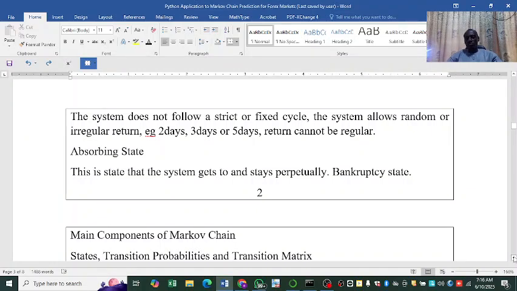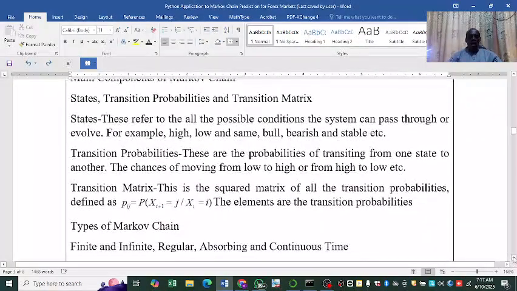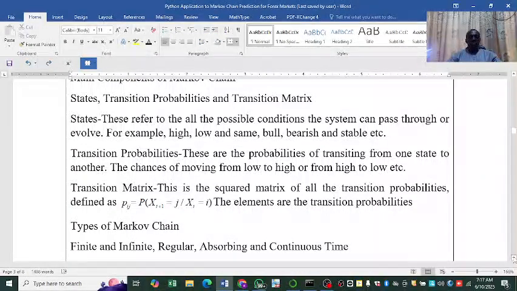Now, we now move to the main components of Markov chain. The main components of Markov chain, there are three. We have the states, we have the transition probabilities, and the transition matrix. The state is referred to all possible positions or conditions that the system could pass through. For example, in the stock market, the system could pass through bearish, could pass through bullish, could pass through being stable.